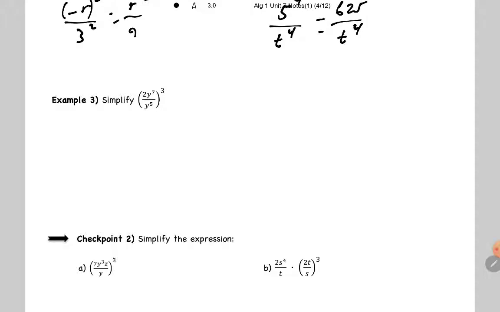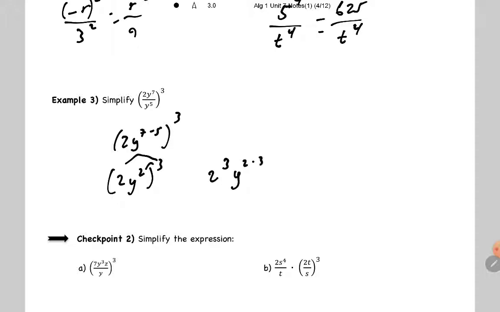Okay. So one thing you want to do is, your first instinct might be to just distribute this 3 to everything, but notice how there's a y to the 7th over y to the 5th. Let's do the inside first. So we have the 2 there. y to the 7th over y to the 5th is the same thing as y to the 7 minus 5. And then we have it to the 3rd power. So this would be 2y to the 2nd, to the 3. So we're going to distribute the 3 now. So 2 cubed y to the 2 times 3. So this is 8y to the 6.